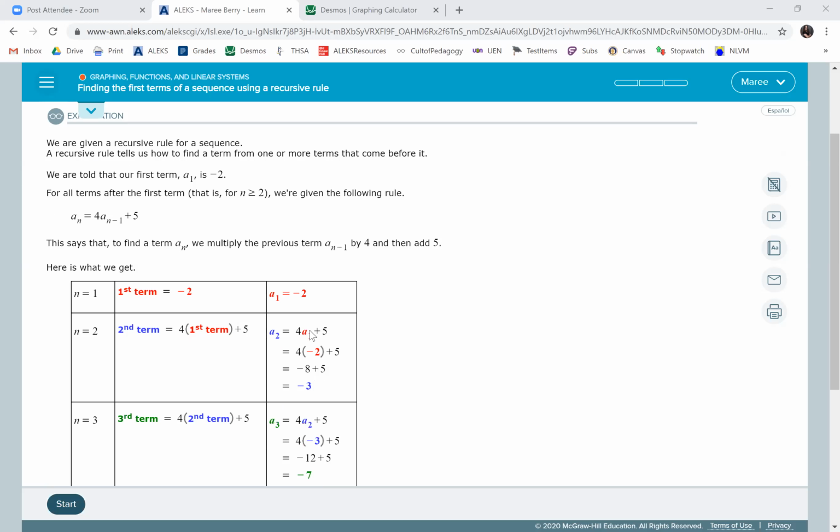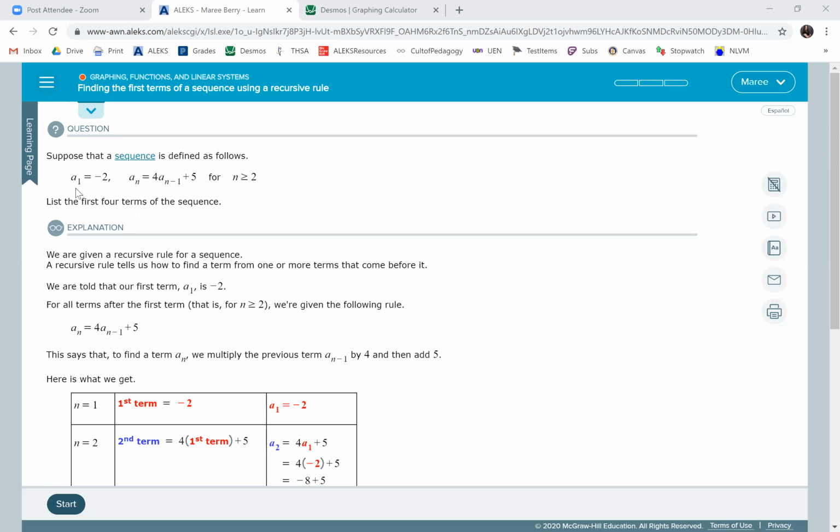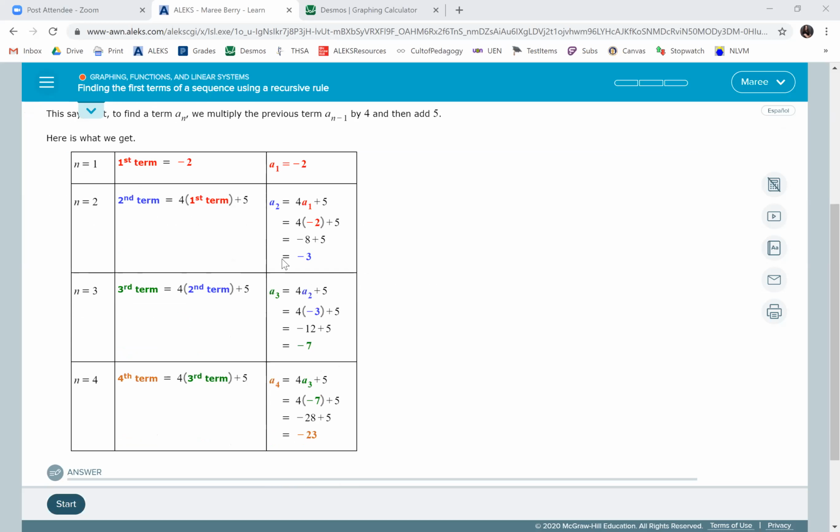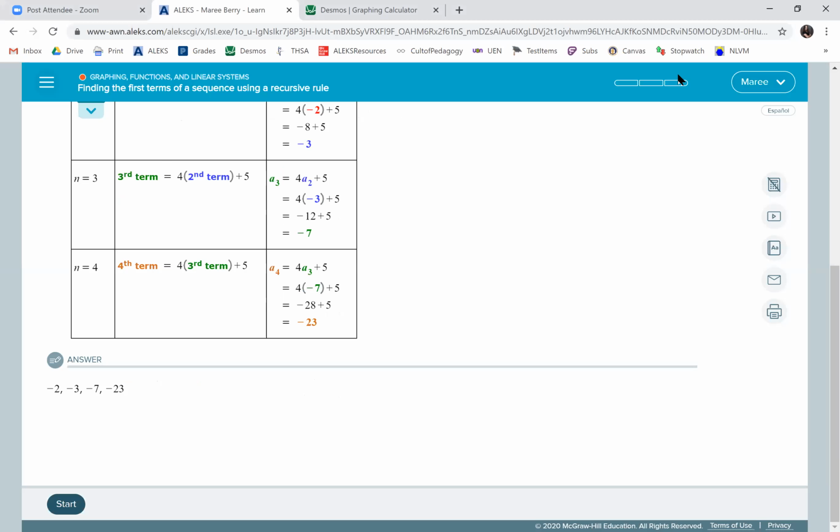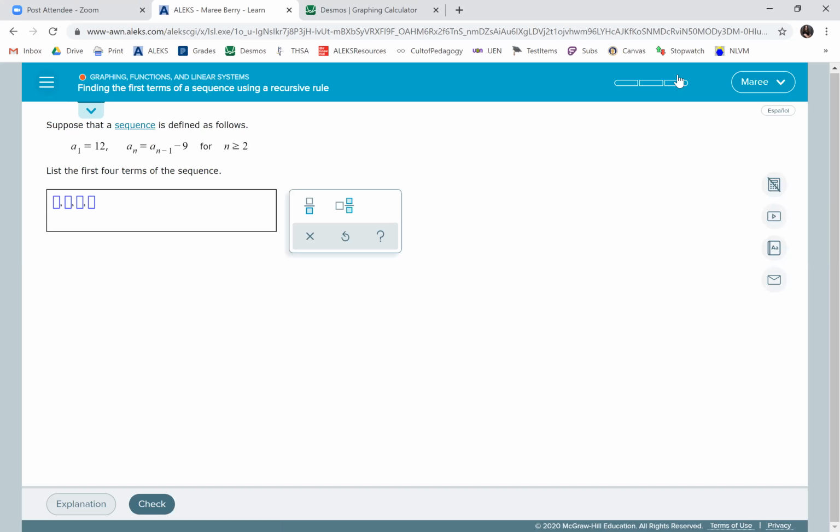So you have to list the first one that they give you. That's always the first term. And then you need to find the next 3 by using this formula. So that's what we're going to do. We're going to try to find the first 4 for each sequence. So the first one is 12. So I'm going to go ahead and type that in.